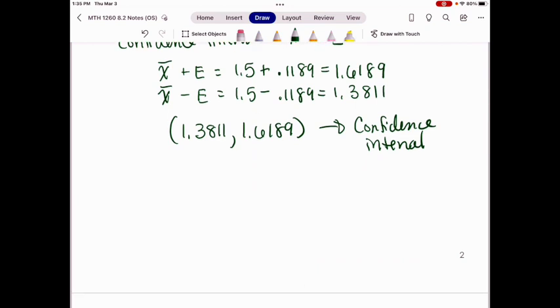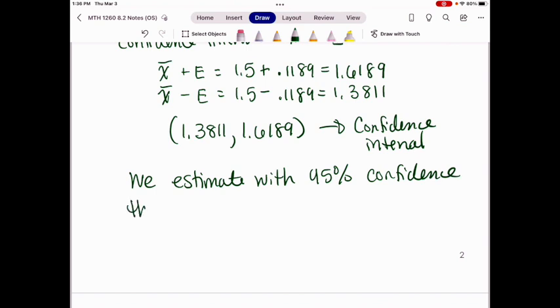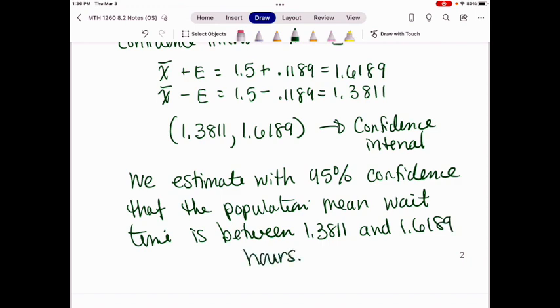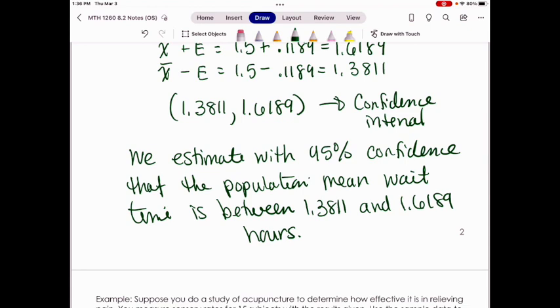So I would say for my final answer, my interpretation, we estimate with 95% confidence that the population mean wait time is between 1.3811 and 1.6189 hours. Okay, so that's our interpretation.